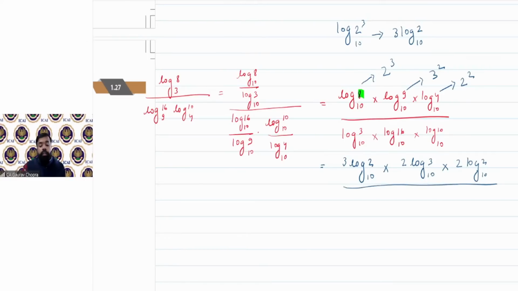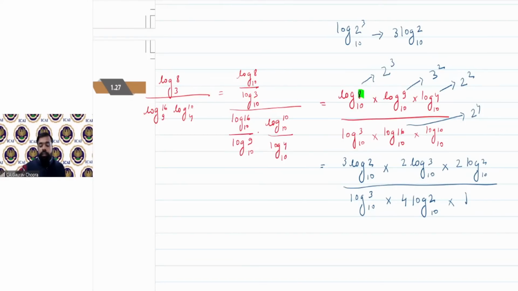Then in the denominator, we are already having log 3 base 10. Log 16 can be written as 2 to the power of 4. 4 will come forward, so 4 multiplied by log of 2 base 10. And at last, log 10 base 10 is 1.